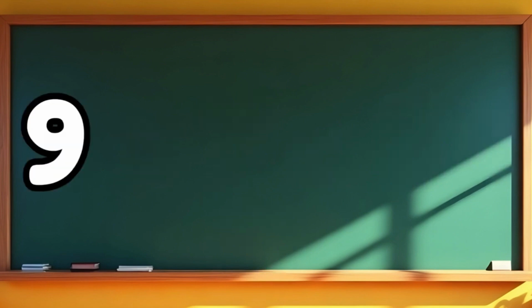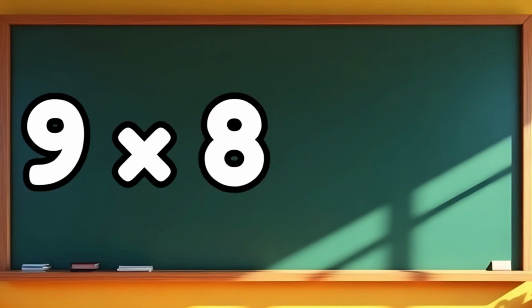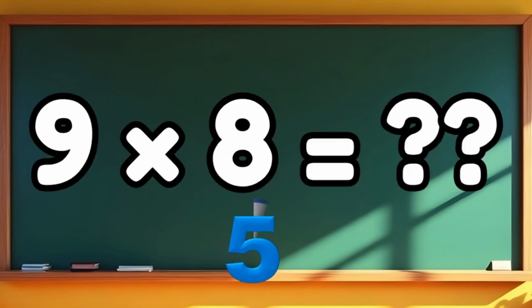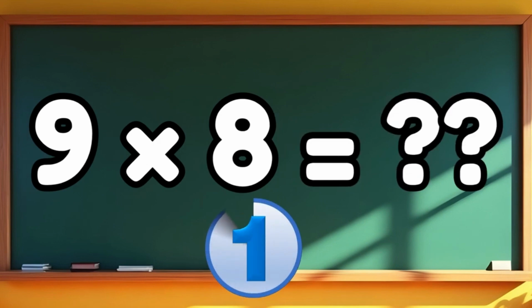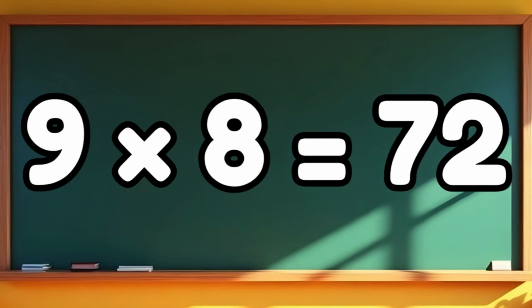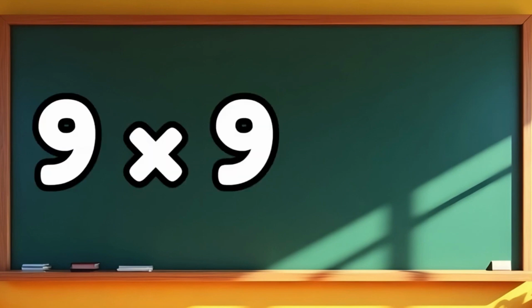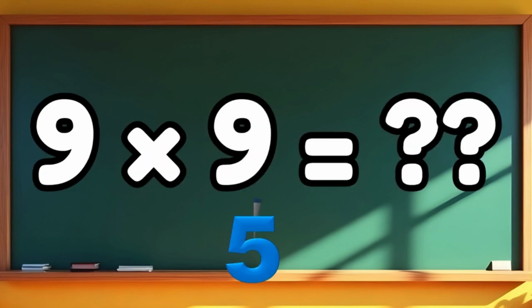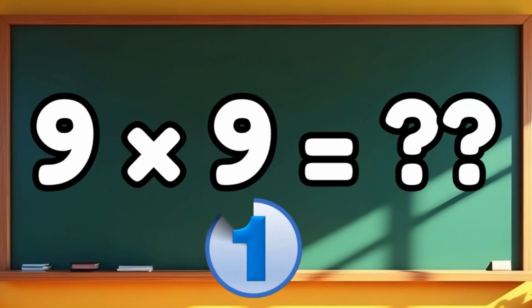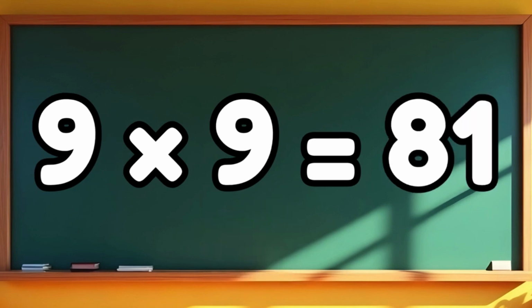Now, let's continue. 9 times 8 equals. It's 72! Fantastic! And finally, 9 times 9 equals. It's 81! Good job, everyone!